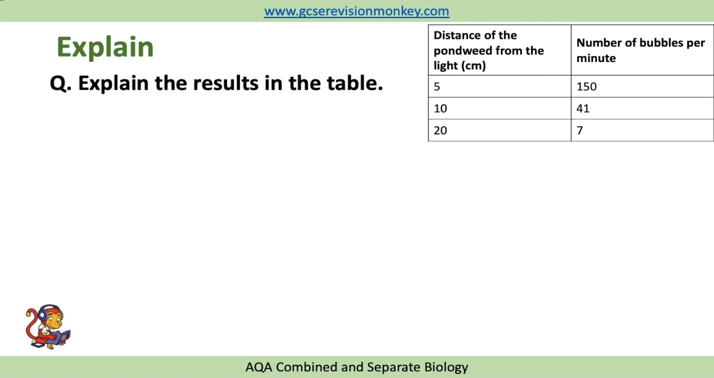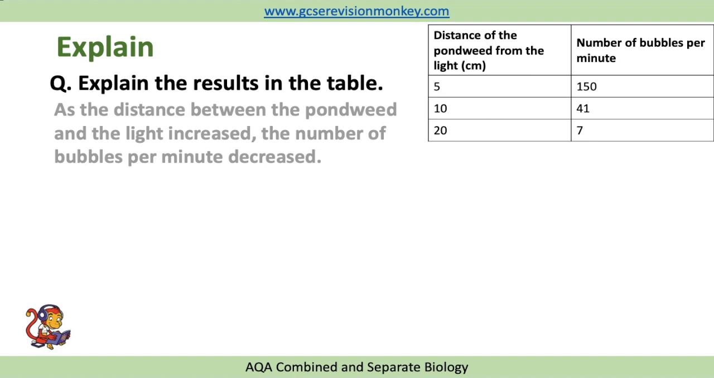Explain the results in the table. So the results in the table are showing the distance of the pondweed from the light and the number of bubbles per minute. So a little snapshot of data from one of your required practicals. So explain doesn't mean that you write as the distance between the pondweed and the light increased, the number of bubbles per minute decreased. That's writing a conclusion or describing the results in the table.